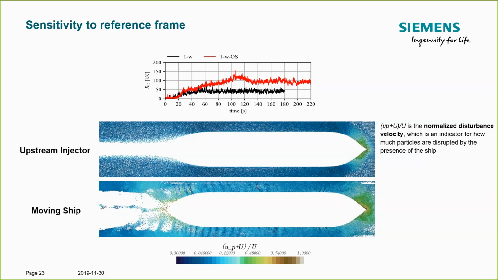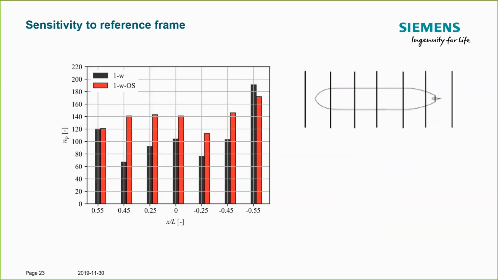Now, let's take a look at some more metrics, because we saw the integral forces, we saw a local flow field study, but let's pull some more metrics. One of them is basically looking at the number of particles present at each of the sections that are displayed here on the right-hand side schematic. So, not surprisingly, ahead of the ship, the particle number is fairly similar.